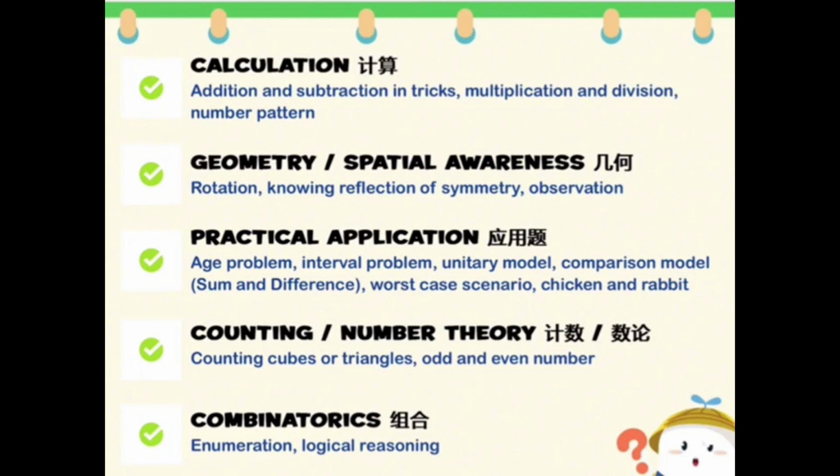Okay, and the fourth module is about the counting and number theory. And for counting, they have to count one by one or layer by layer or column by column. But anyway, do remember to count in order. The last one is about the combinatorics, and for this module, we will introduce more in the following weeks.